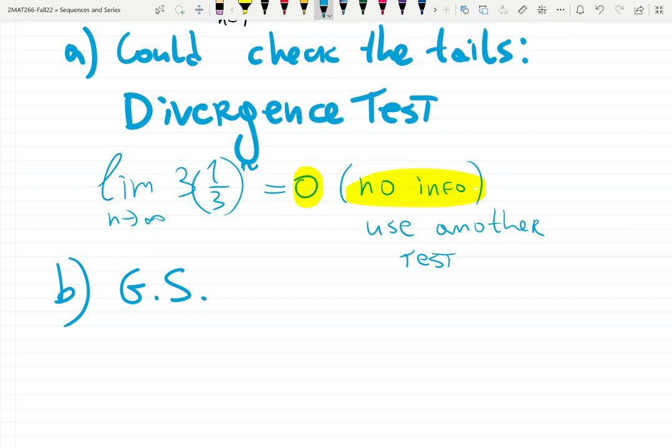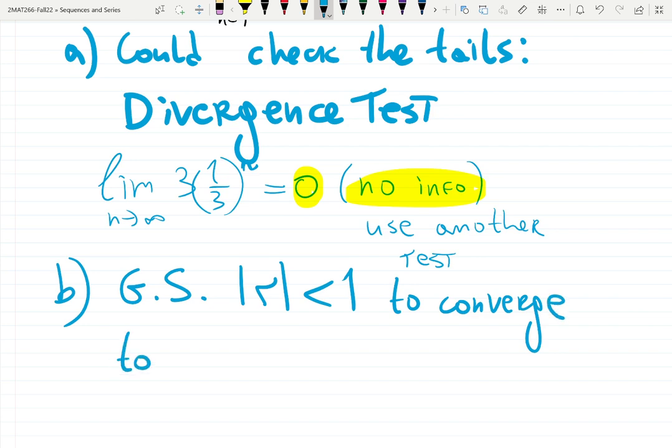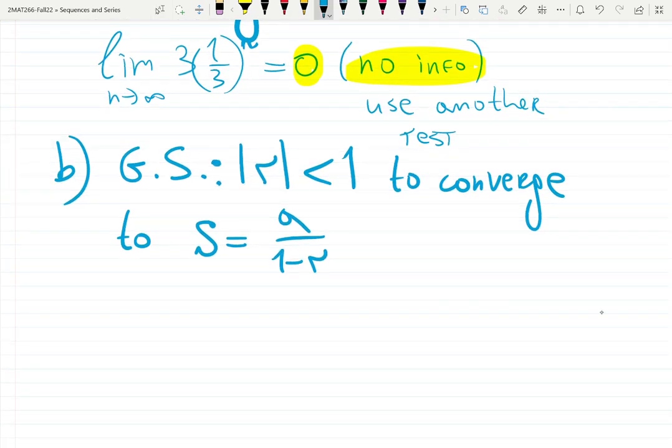A geometric series blows up when r is larger than 1. So r by absolute value must be less than 1 to converge. And then it has a formula. To converge to S, S is a over 1 minus r, where a is the first term. That is a geometric series. Let's see, I'm working with 3 times 1 over 3 to the n.